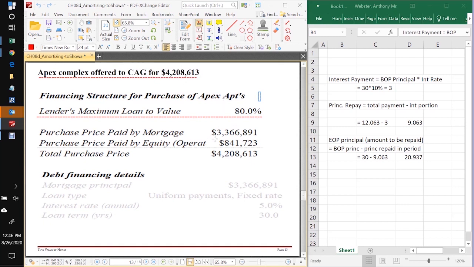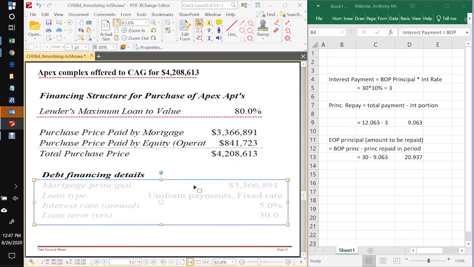So the mortgage lender is going to lend CAG 3.3 million, and CAG is going to have to cough up out of its own hedge fund cash 841,000. So the total, of course, adds up to the purchase price. The reason the lender does this is they want a safety factor. In case CAG just immediately flames out, the lender gets the keys to the apartment complex, and they've only invested 3.3 million, and if they think it's worth 4.2 million, even in that case, they can make money even if CAG defaults. So that's the idea there.